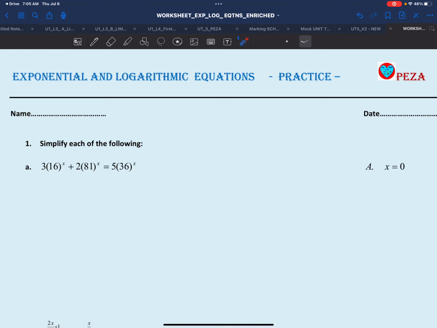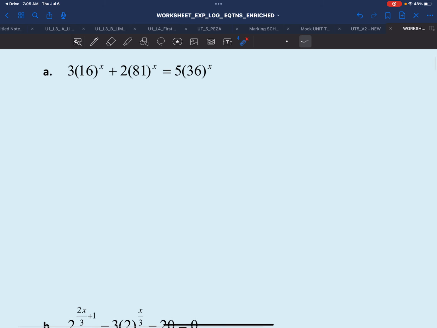Let's take a look at a group of exponential and logarithmic equations. I have to warn you, though, this set of equations is at a higher, more enriched level, but they're so much fun to solve. We're going to start off with the first one. First we read the equation and make sure we understand what x is applied to.